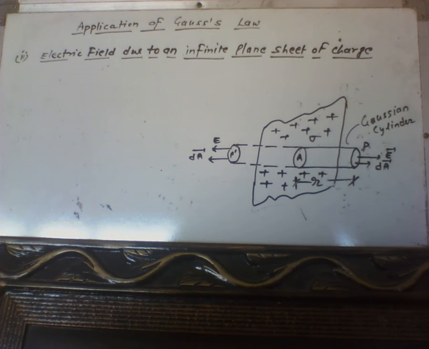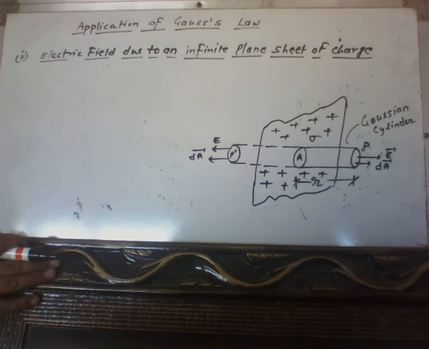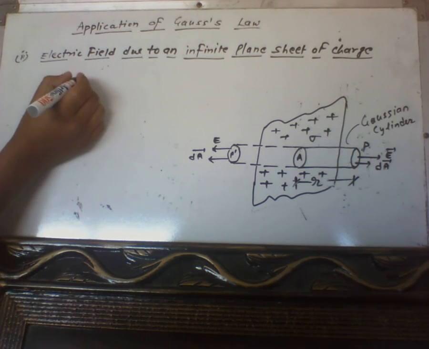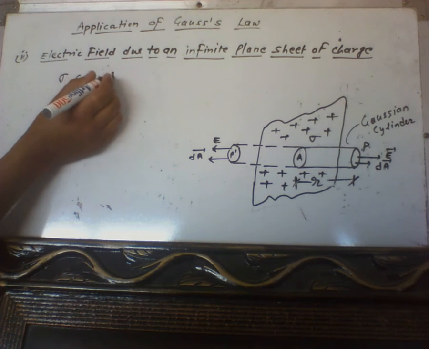Good morning students. Now we are going to discuss the second application of Gauss law, which is for calculating the electric field due to an infinite plane sheet of charge. For this, let us consider a sheet of charge having a surface charge density sigma coulomb per meter square.